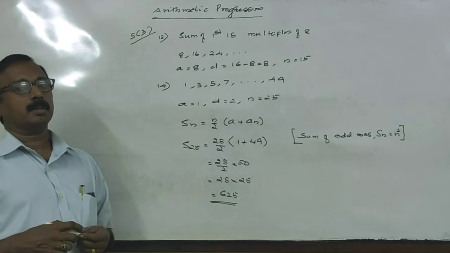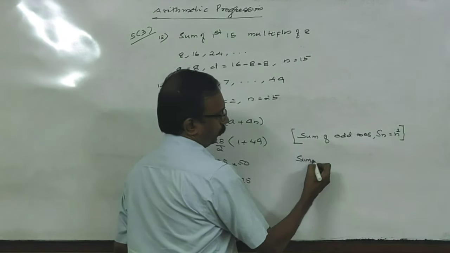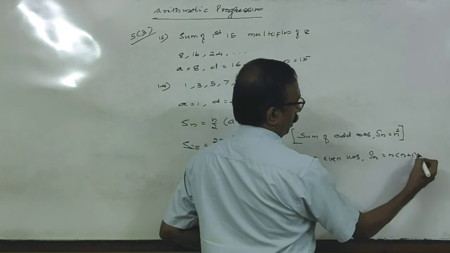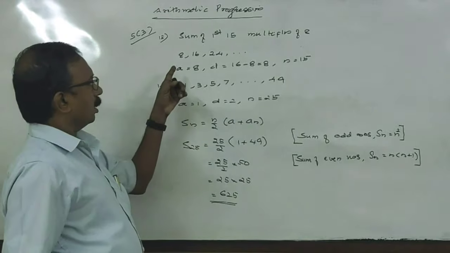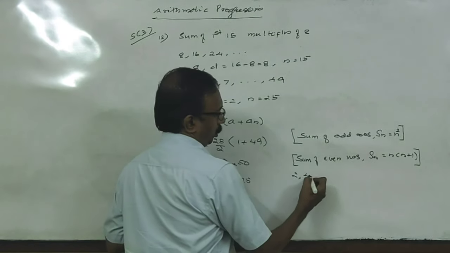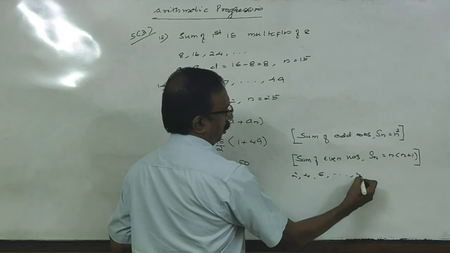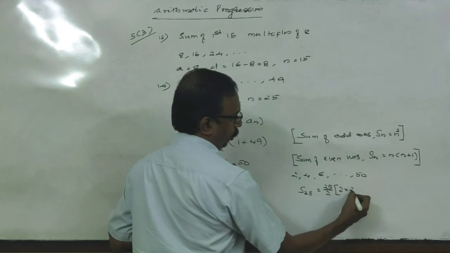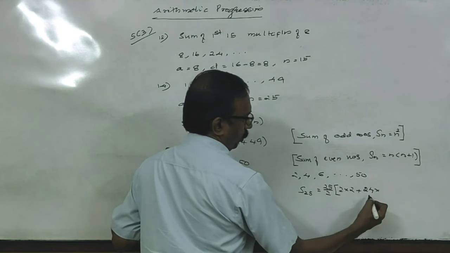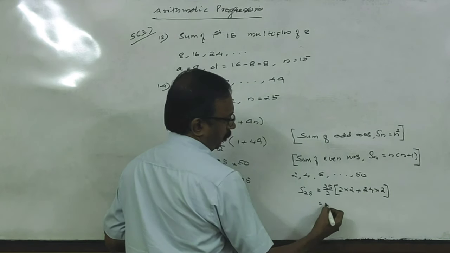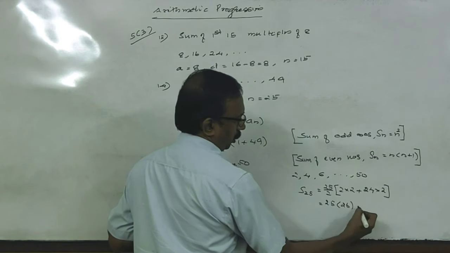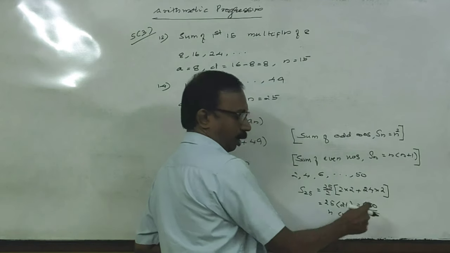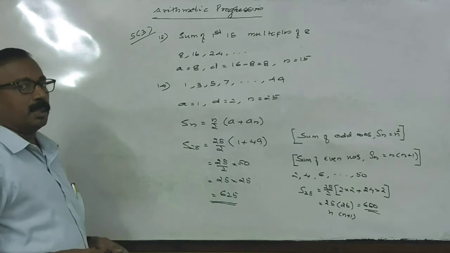Okay, what about the sum of even numbers? The general formula for the sum of even numbers is S n is equal to n into n plus 1. For example, 2, 4, 6, etc. up to 50, there are 25 numbers. S 25 is equal to 25 by 2 into 2 into 2 plus 25 minus 1, that is 24, into d, which is 2. That is 25 into 2 plus 24, that is 26, giving 650. And we have the formula n into n plus 1, so 25 into 25 plus 1. Isn't it?